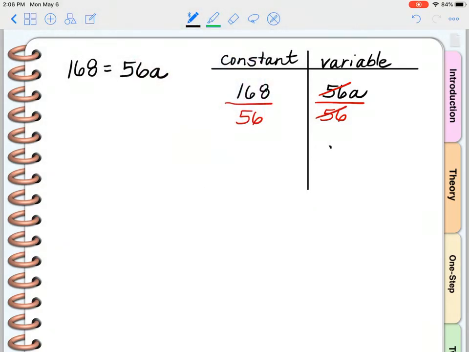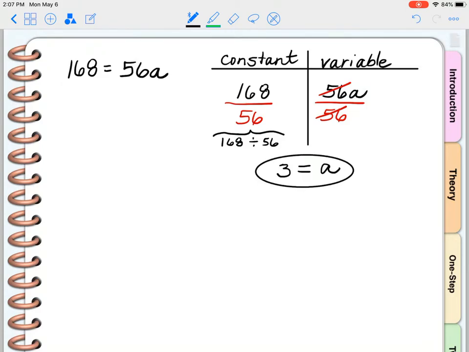And so I'm left with A and then 168 divide 56 on your calculator. A is going to be 3. Write your solution properly. That's a good habit to get into. Make sure that you clearly mark your solution. Again, I like the little circle or a box around it.